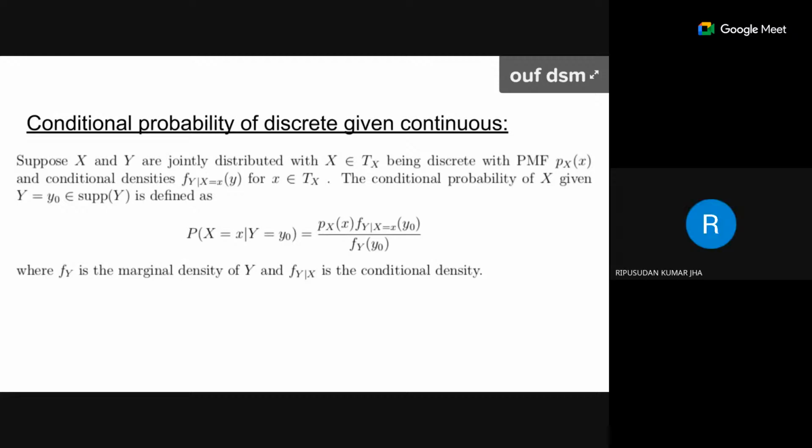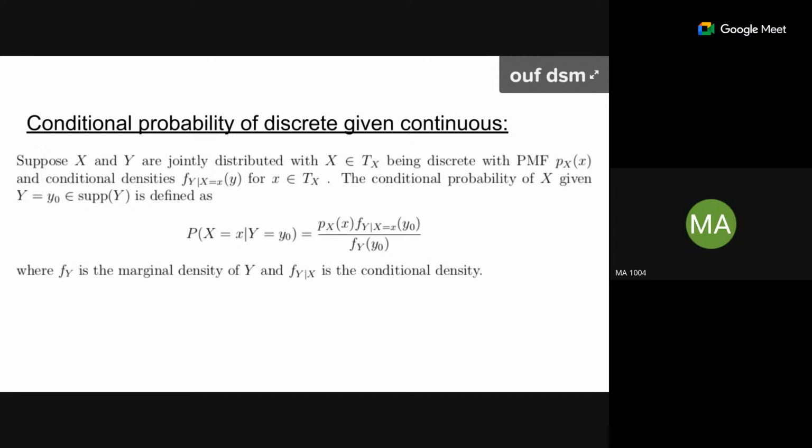Okay, ma'am. So here, can anyone explain to me the heading of this slide? Conditional probability of discrete given continuous. We have a continuous random variable and we find the conditional probability of discrete. So in this type of question, we will have two random variables defined on an experiment. One random variable will be continuous and one will be discrete.